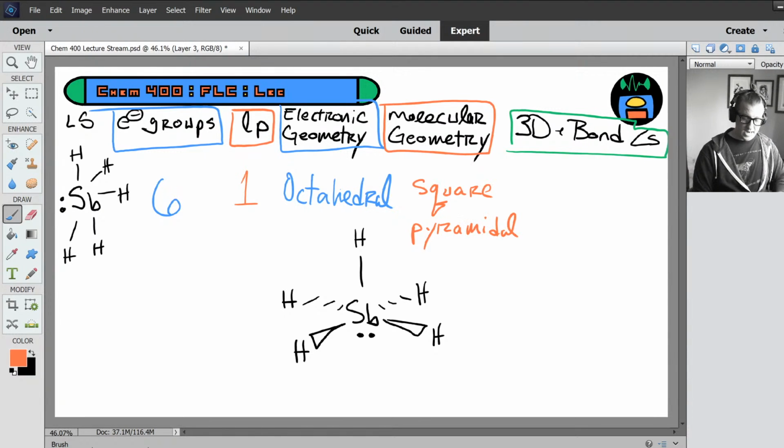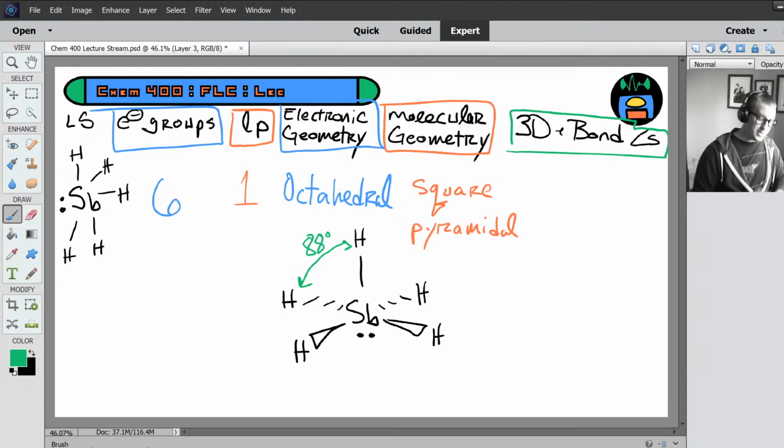All right, and our bond angles here, again, we know that whenever you have a lone pair, it pinches your bond angles in, so our bond angles here will be slightly less than 90. Whoops, not 18. That's way less. That lone pair on our central atom will pinch them down by a couple degrees. So this is the square pyramidal geometry. 6 electron groups, 1 lone pair.